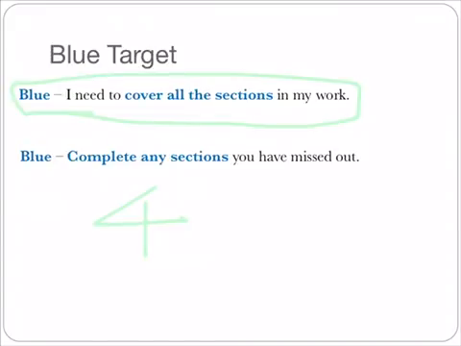So what you need to do is look at the 4 key questions in your table and look at ones you haven't completed, and you must complete those now. Okay, so it's pretty straightforward. Complete the ones you haven't done.